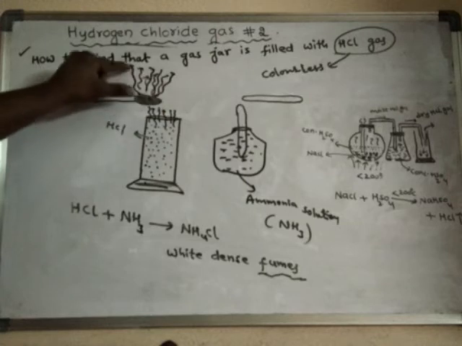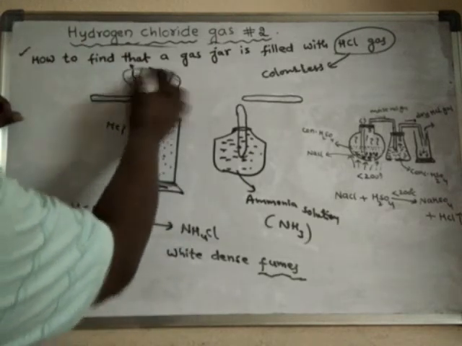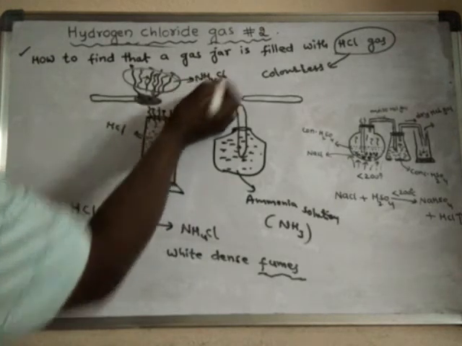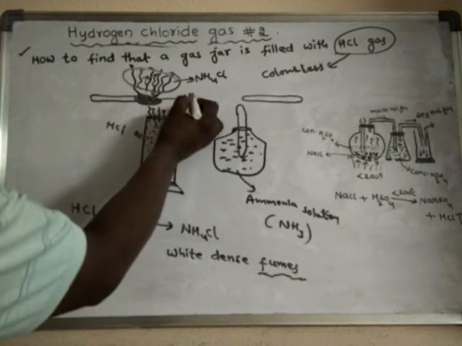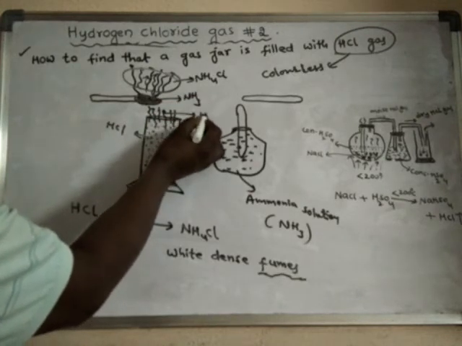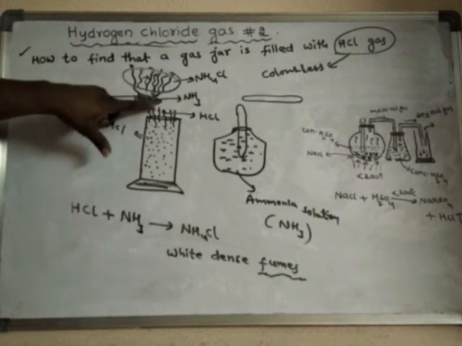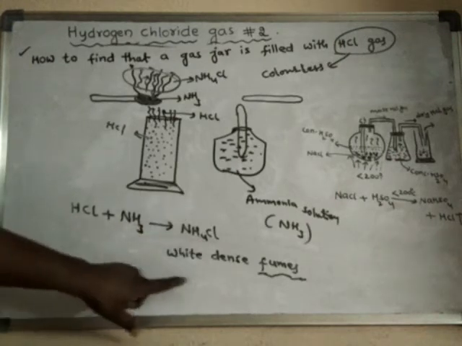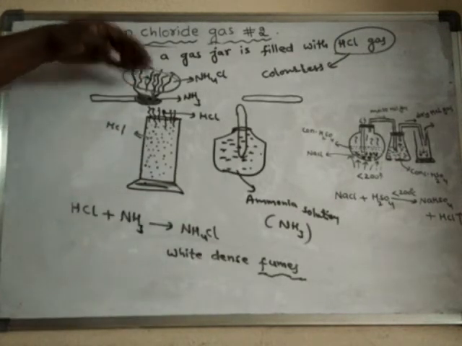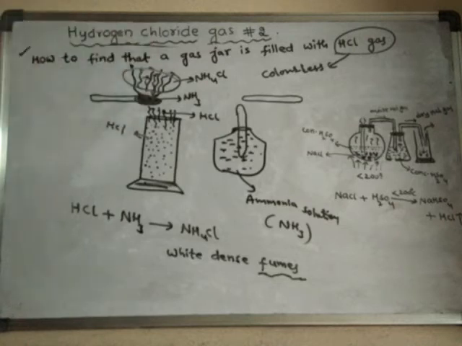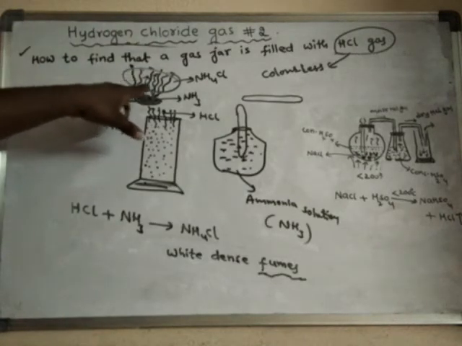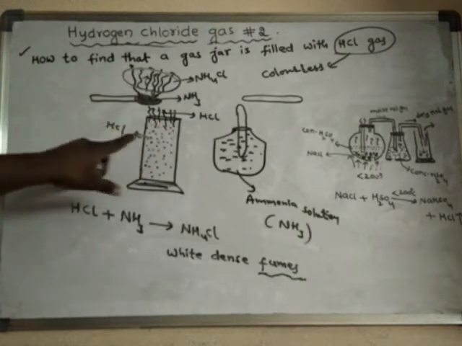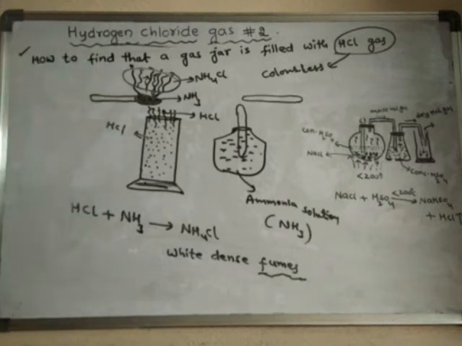Why are white vapors formed? This is nothing but ammonium chloride fumes. This rod has ammonia, and this is HCl. When HCl comes in contact with the ammonia, this reaction takes place and white dense fumes of ammonium chloride come out from this glass rod. So if white dense fumes appear, it indicates that this particular gas is hydrogen chloride gas.